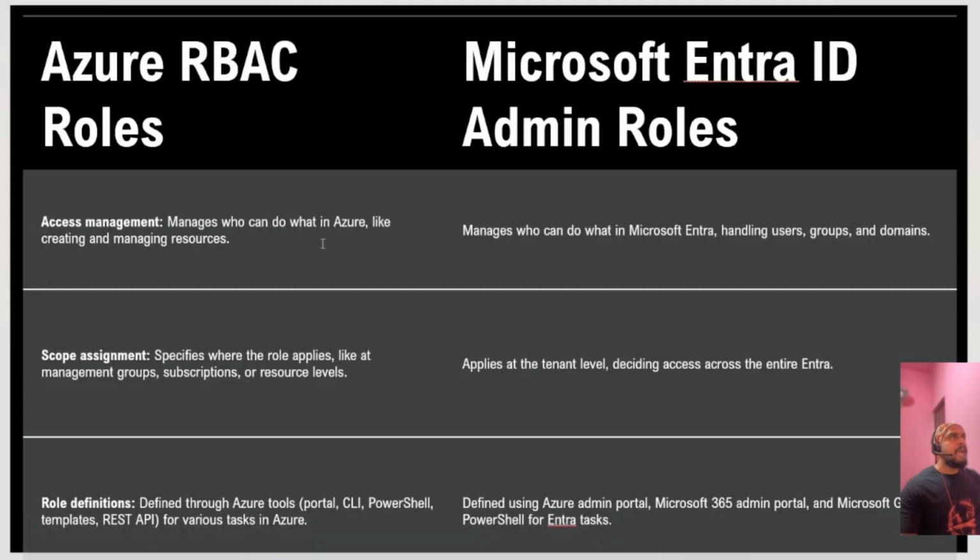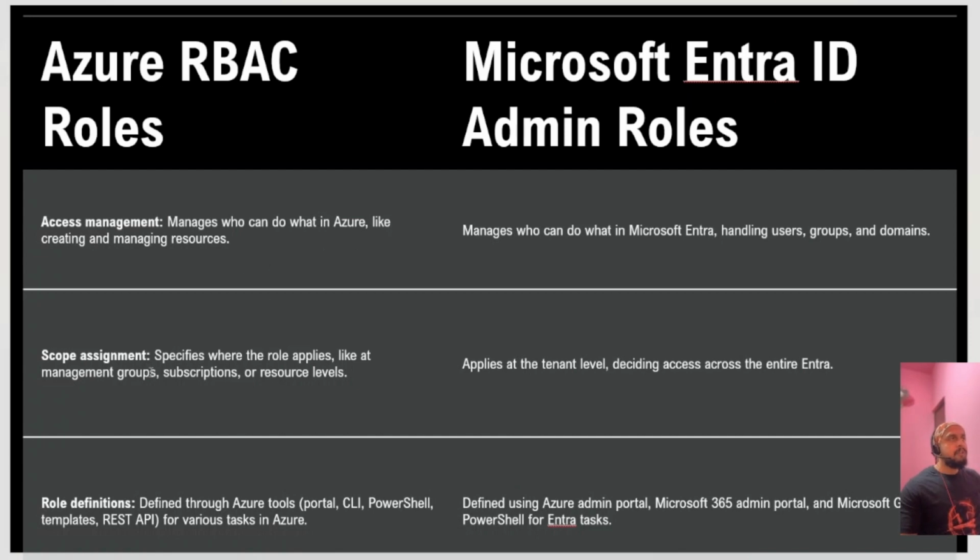Let's talk about Azure RBAC roles and Microsoft Entra roles. So this is the difference. In Azure RBAC roles, the access management manages who can do what in Azure, like creating and managing resources. Microsoft Entra manages who can do what in Microsoft Entra, handling users, groups, and domains. So it handles only those which are in Microsoft Entra, whereas Azure RBAC manages those which are there in Azure, like creating and managing resources.